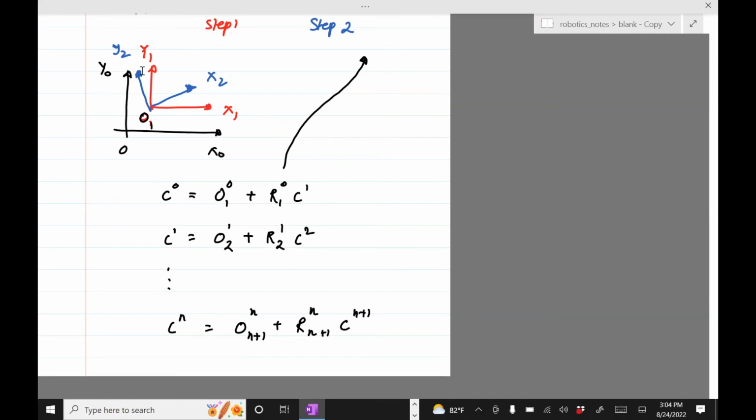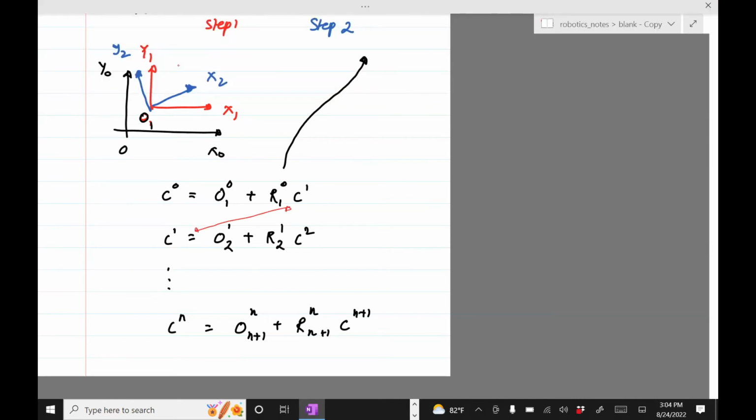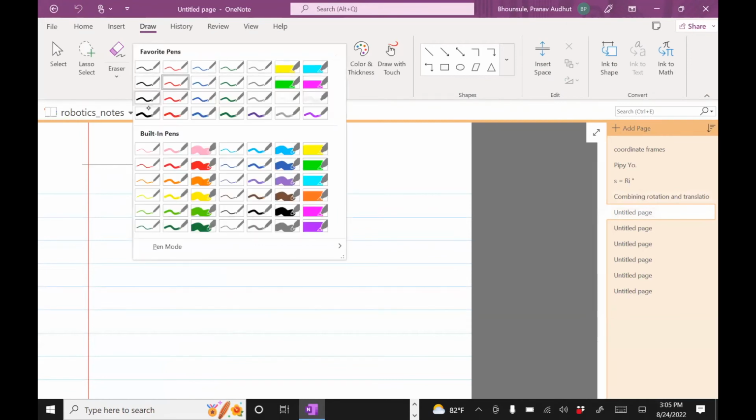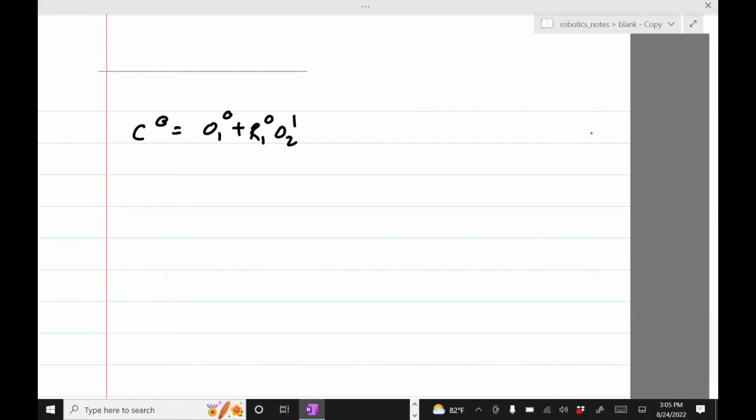And so what you need to do now is combine all these equations as one. So you'll substitute this value here. The C1 will go there, and then the C2, which will be here, will go there, and then you'll get one expression relating Cn with C0. I'll write that expression down. So this is combining all the equations together. C0 is O10 plus R10 times the next terms. This part is the translation part. You can see that there's O1,0, O2,1, and so on. And then there's a part corresponding to the rotations.